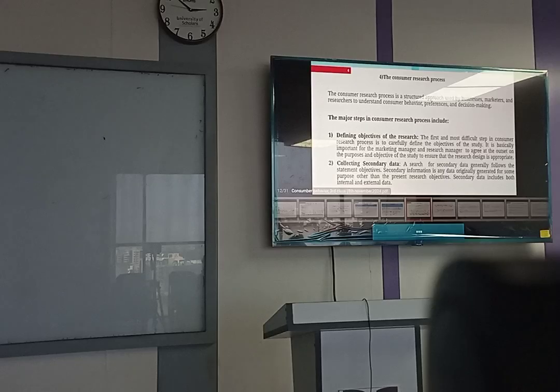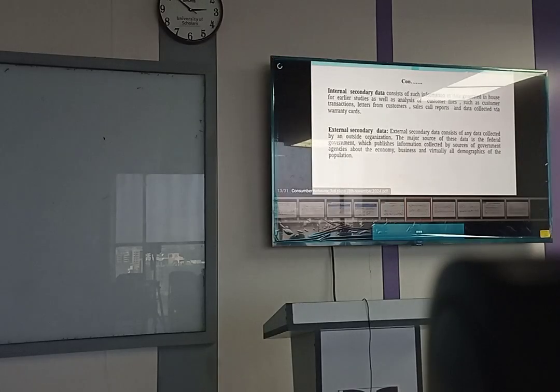Secondary data includes both internal and external data. Internal secondary data consists of such information as data generated in-house for earlier studies, as well as analysis of customer files, such as customer transactions, letters from customers, sales call reports, and data collected via warranty cards.